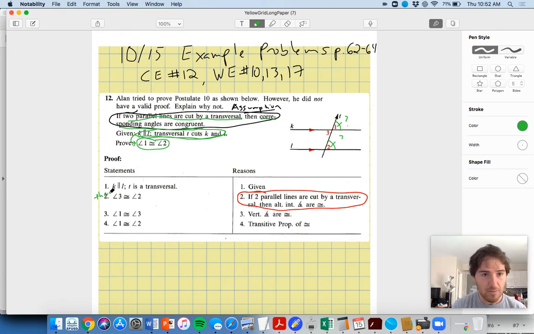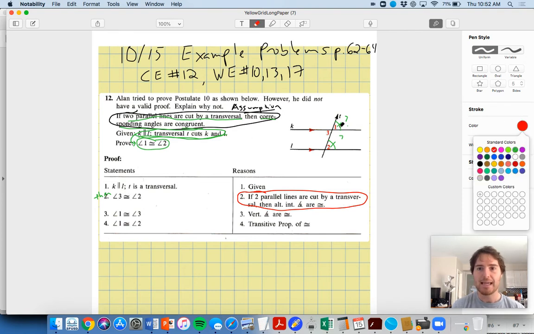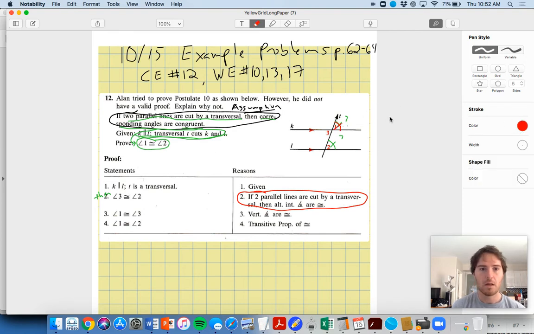So he's saying then we can say, well, can't we just say that angle 1, oops, sorry, not angle 1. Can't we just say that angle 2, which is right here, isn't it congruent to angle 3? Because what types of angles are those? Those are alternate interior angles.